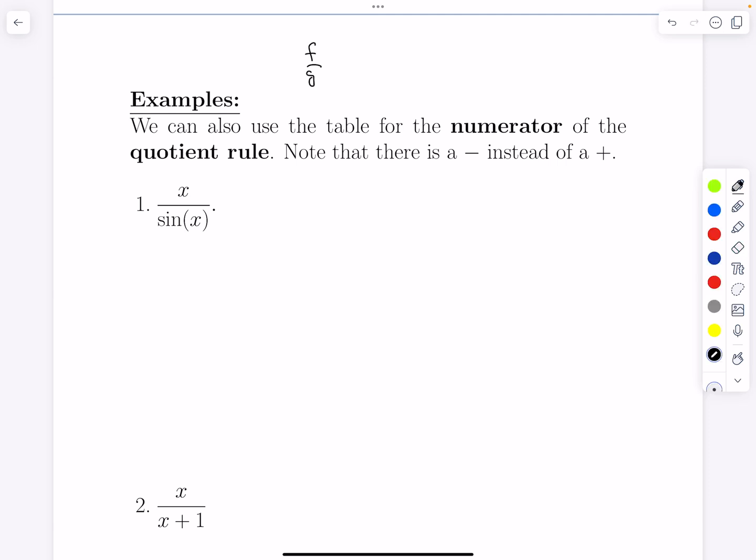F over G prime is F prime G minus F G prime, there's a minus here, over G squared. And now the minus goes with the F and the G prime. Okay, here's an example. This is F and this is G.